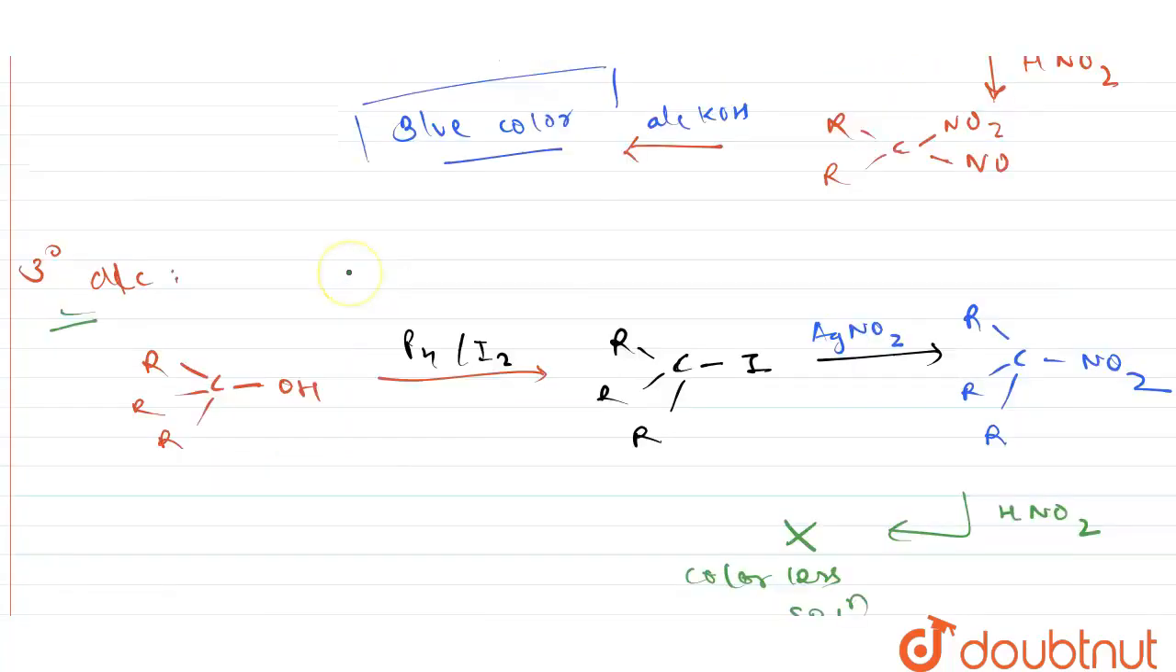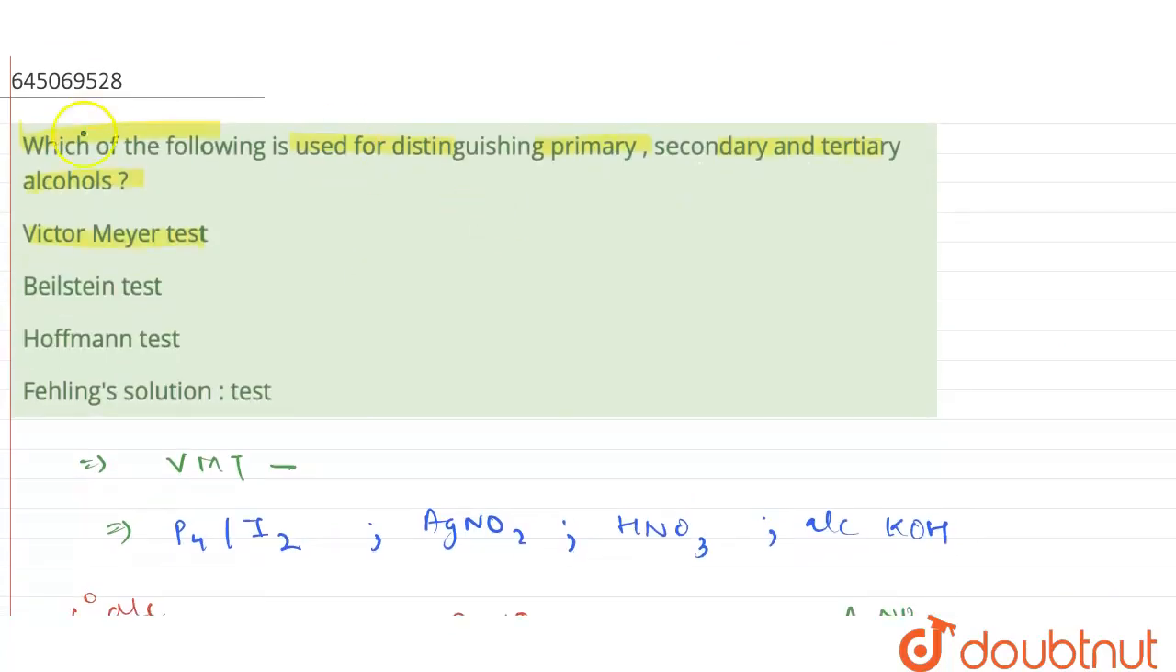So from this we can say that the Victor-Meyer test is a distinguishable test between primary, secondary and tertiary alcohol. So this will be the correct answer. Let's check the other options also.